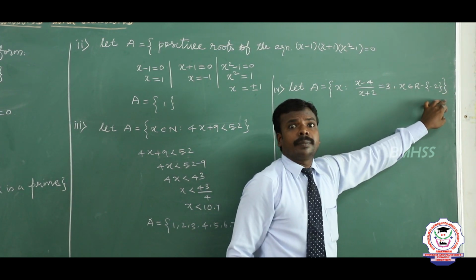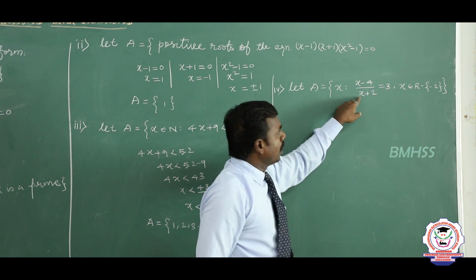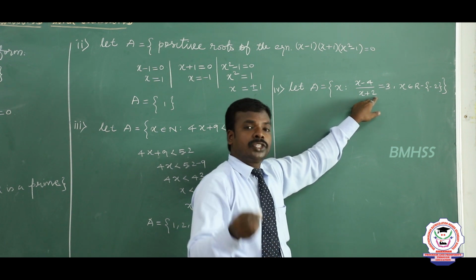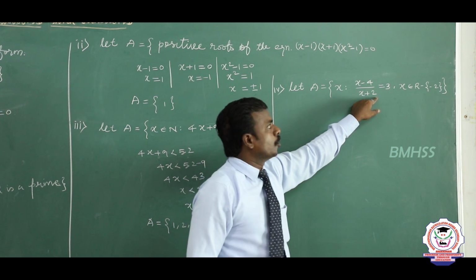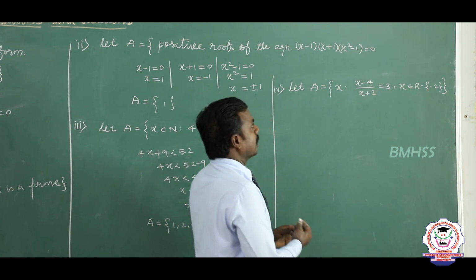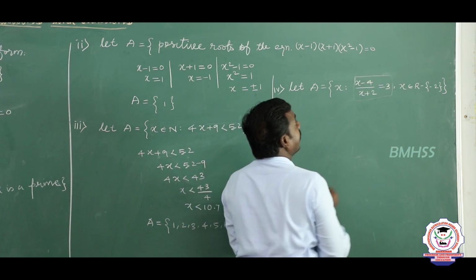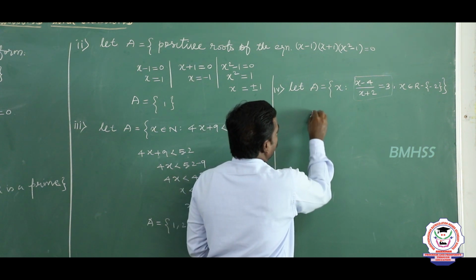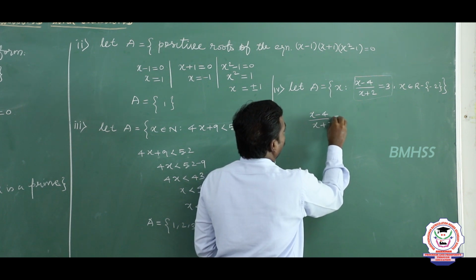Why they said except minus 2? If you give minus 2 as the value of x, minus 2 plus 2 in the denominator will change as 0. If you get 0 in the denominator, that is not defined, infinity. So you should not consider minus 2 as the value of x. Listen, from the given equation, I am going to solve and find the value of x. Very simple. Given condition is what? (x minus 4) by (x plus 2) equal to 3.